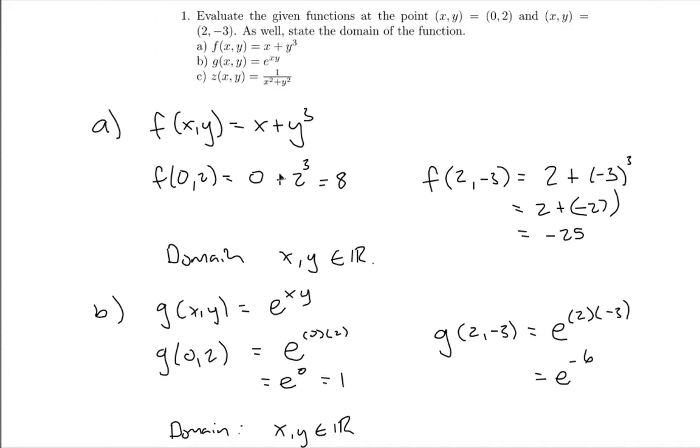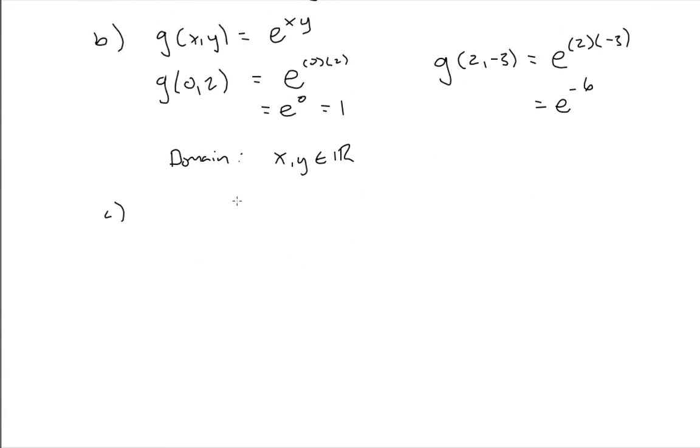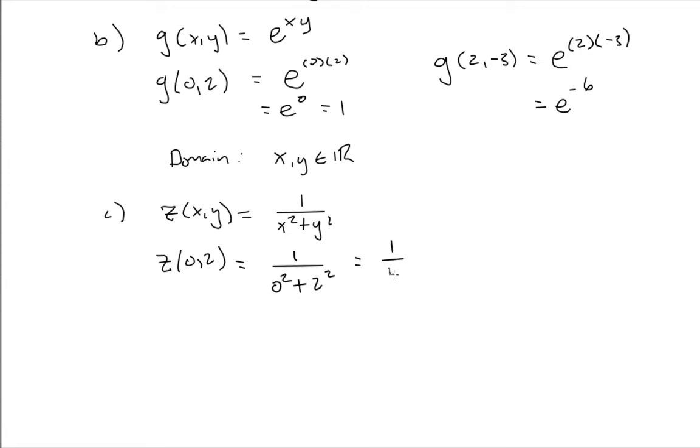Question C, we have that z of x y is 1 over x squared plus y squared. First, we'd like to evaluate this at (0, 2). So z at (0, 2) is equal to, we replace all the x's by 0's, all the y's by 2's, so 1 over 0 squared plus 2 squared, and of course that's equal to 1/4. 0 squared is 0, plus 2 squared is 4, 0 plus 4 is 4.